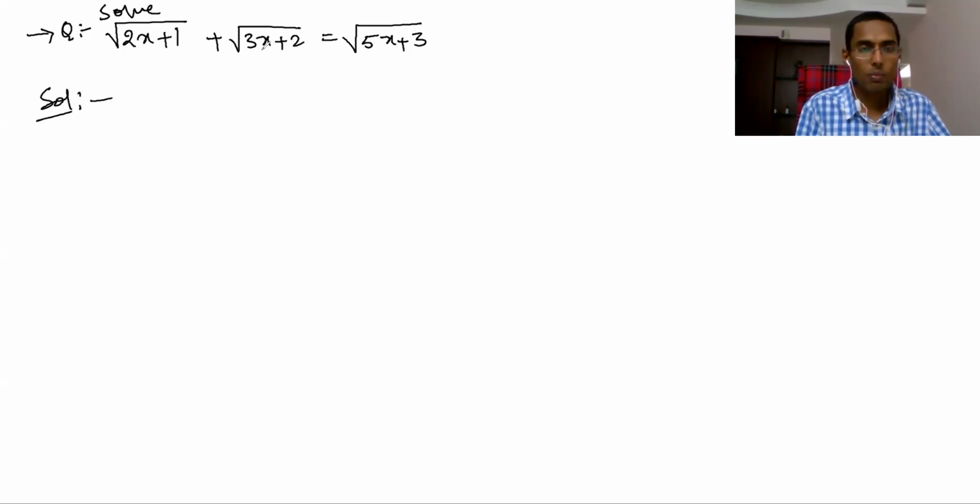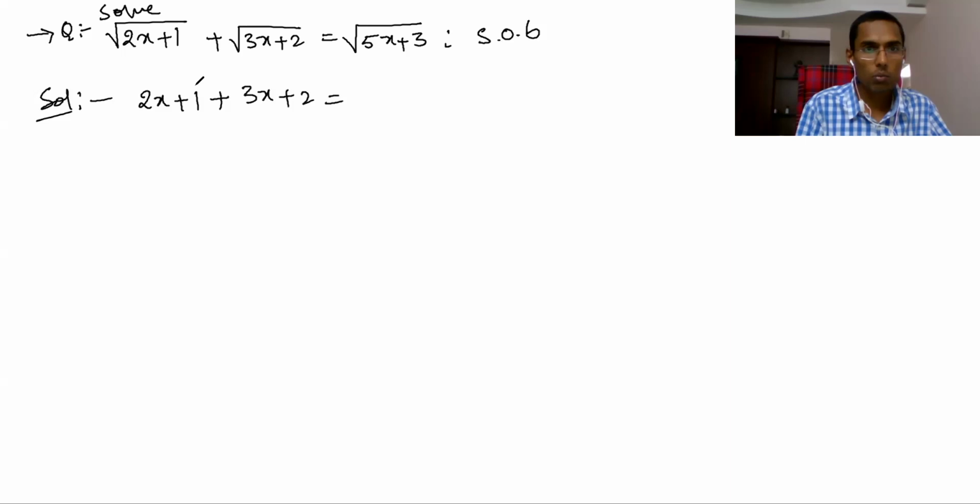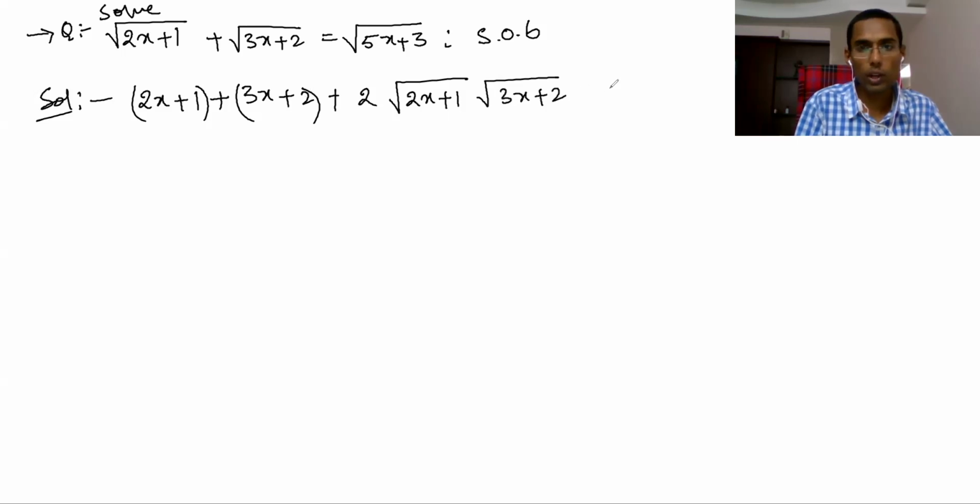So a plus b whole square equal to this one. First step is squaring on both sides. So a square, the square root is cancelled, plus b square. This square is 3x plus 2. So here a square is this, b square is this, plus 2ab will be there. So this is a square, this is b square plus 2ab. 2 into a is 2x plus 1, b is 3x plus 2. Its square is this, its square is this, plus 2ab is this, equal to 5x plus 3 square.